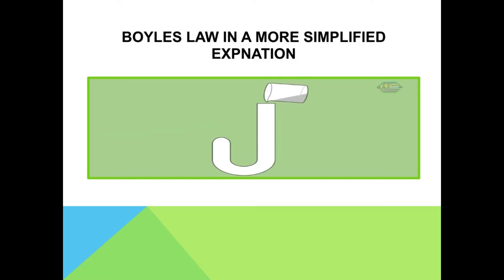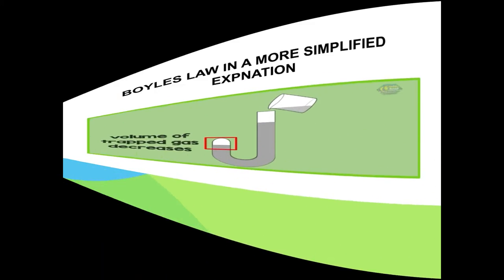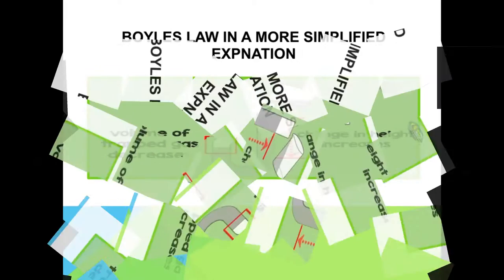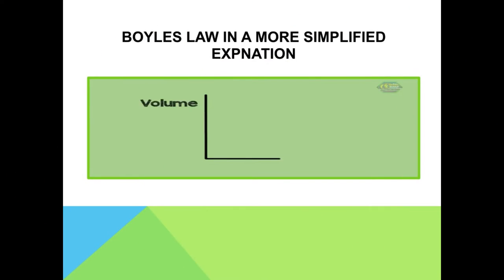He put mercury in the tube and determined the volume. When he poured some warm water, the height of the mercury changed, increasing. Having all the data, volume and pressure follow this graph as shown.